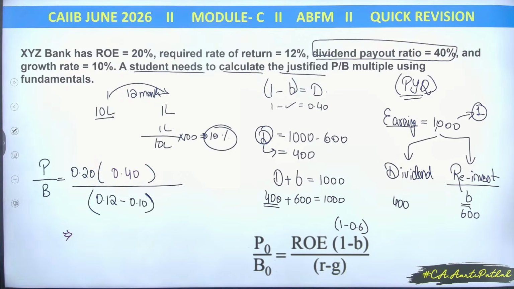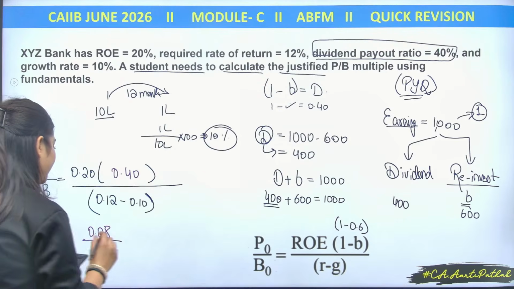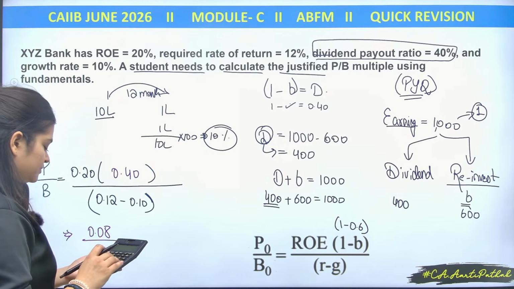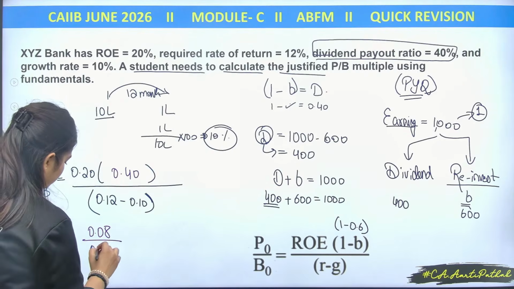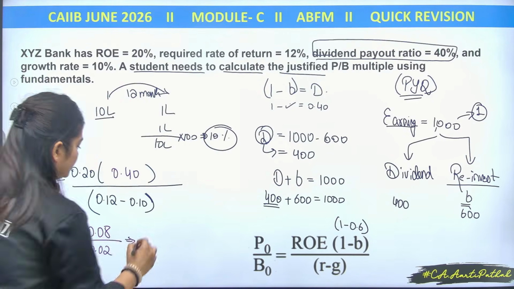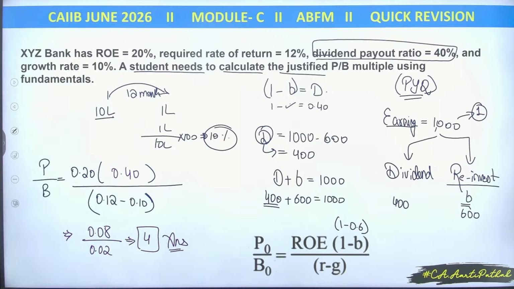Now please solve this and tell me what your PB ratio is. This is your without-option question. 0.2 into 0.4, that is 0.08, divided by 0.12 minus 0.10. That is 4, and this is your answer. So it's all about how much you know the concepts. If your concepts are clear, these questions are very easy.